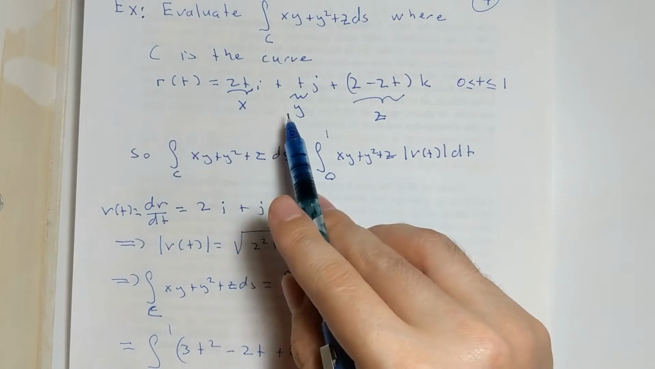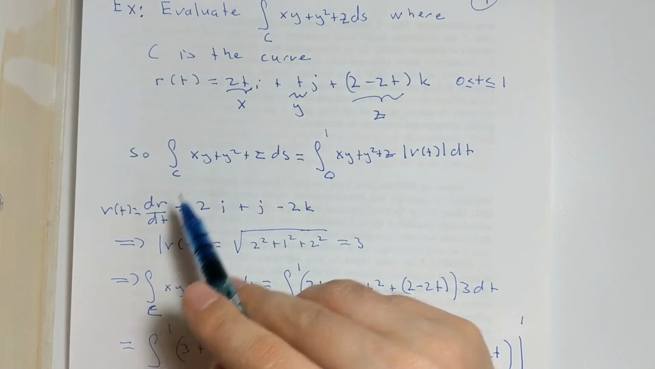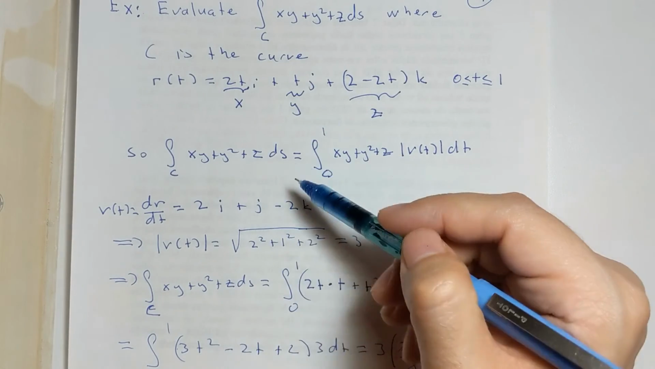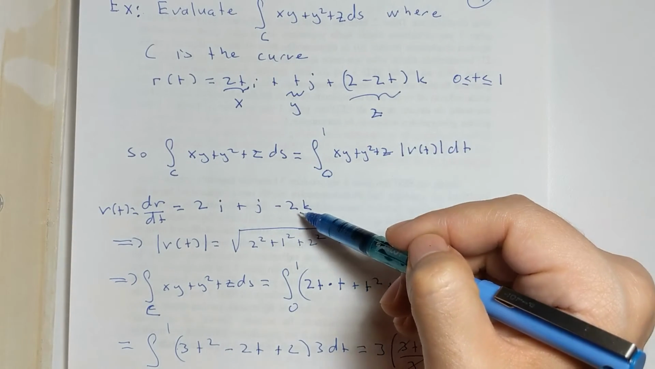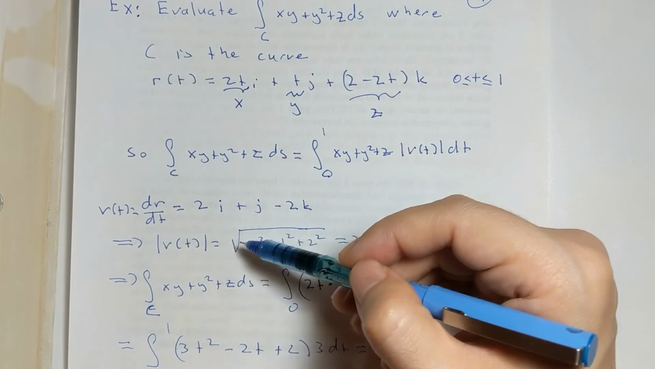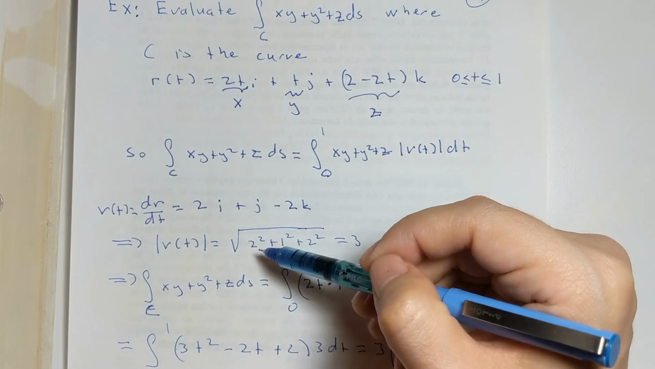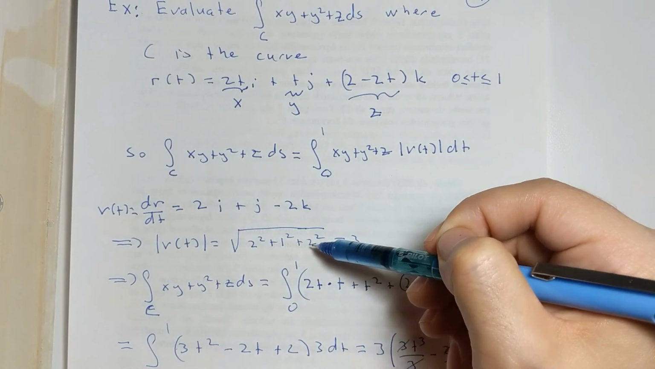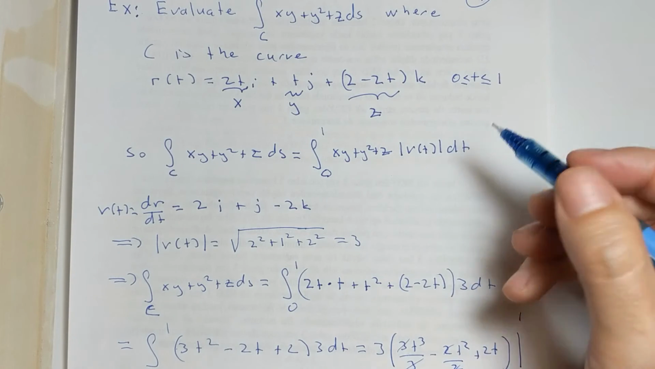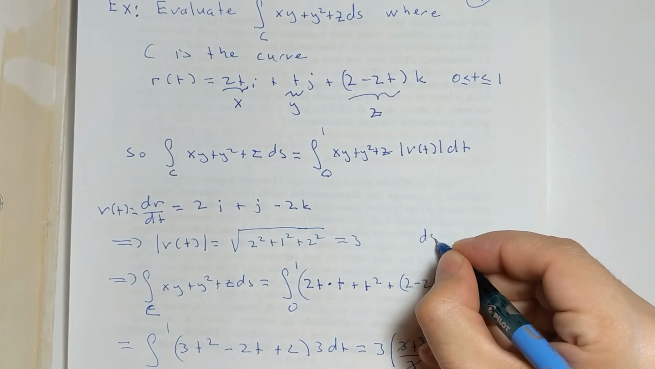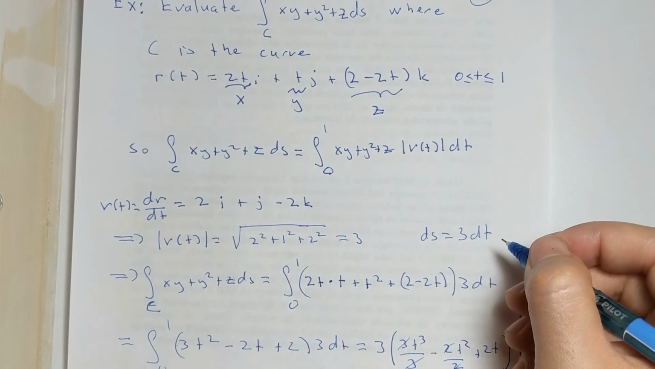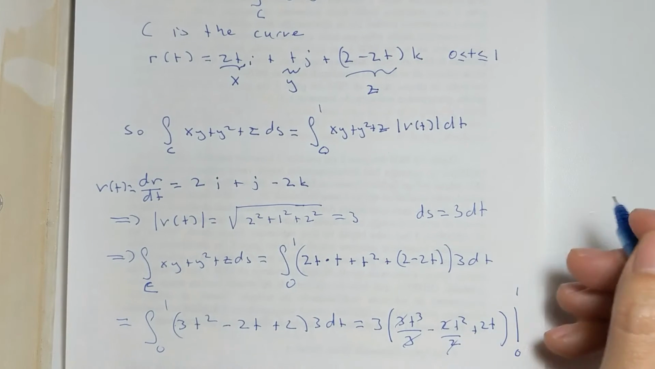dr dt of this vector, I'm differentiating the vector. With respect to t, this is just going to be 2i, and this is going to be j, and this is going to be minus 2k because the derivative of 2 is 0. So if we find the length of this, that's going to be 2 squared plus 1 squared plus minus 2 squared, which is again 3 squared. So square rooted, you get 3. So our term ds is just equal to 3 dt. Remember, this was the speed times dt, so it is just 3 dt.